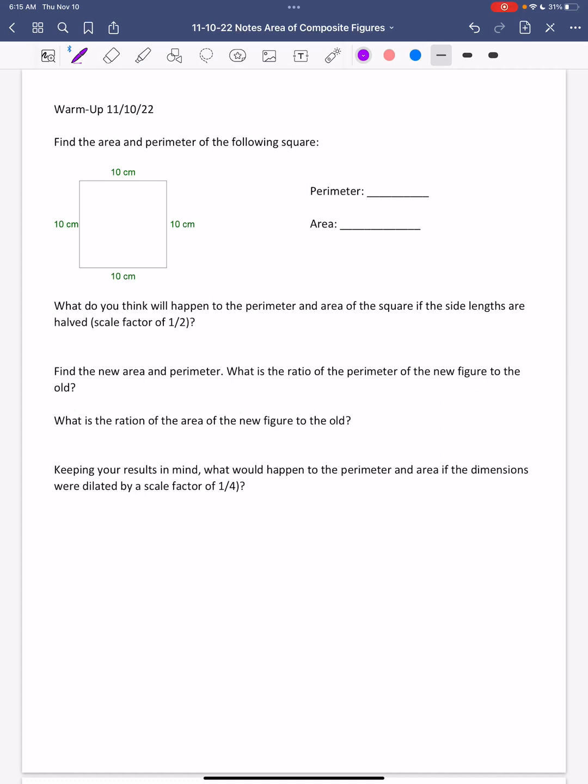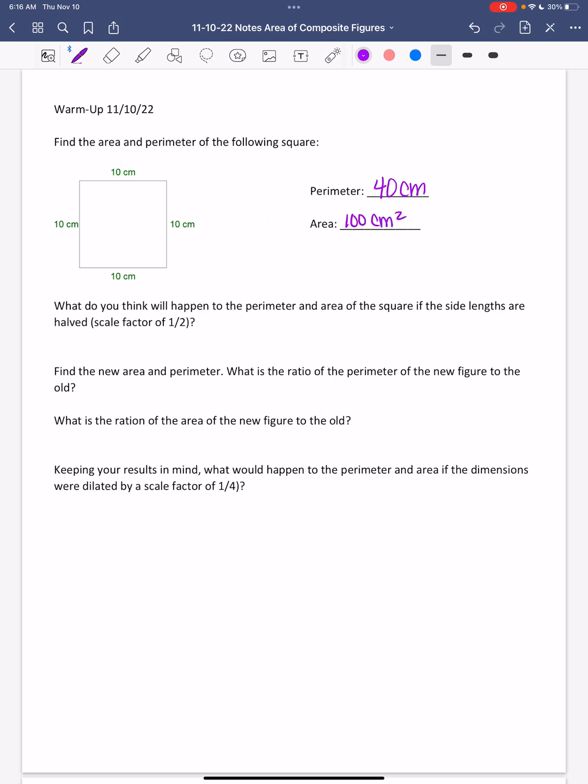Okay, guys, so today we're going to be doing a little bit of a warm up, and then we're going to talk about area of composite figures, which we touched a little bit on the review. So on the warm up, the first thing you were supposed to do is to go ahead and find the perimeter of the square. So perimeter is adding up all sides, so that's going to be 40 centimeters. And then the area is going to be where you multiply the side, so that's going to be 10 times 10, which is just going to be 100 centimeters squared.